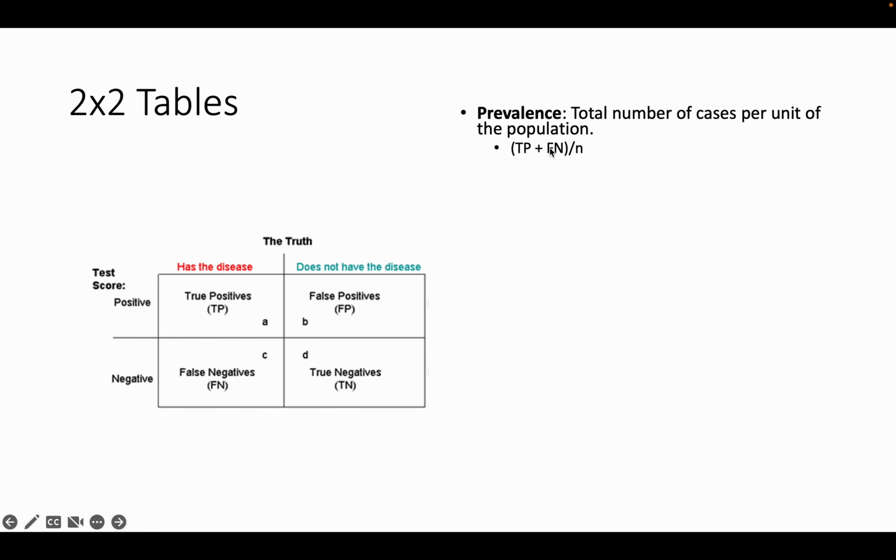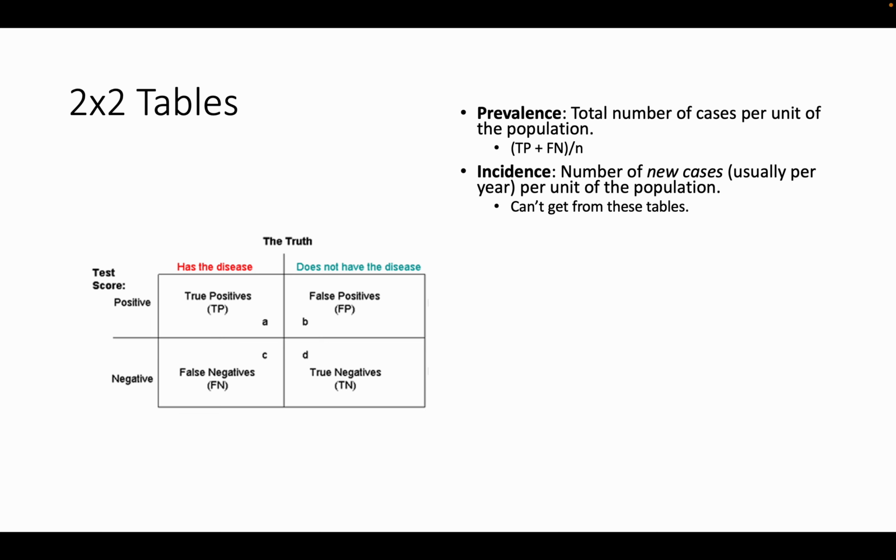So that's true positives plus false negatives divided by n, which is just statistical shorthand for the full population always. So you could also think about that as true positives plus false negatives plus false positives plus true negatives. Incidence, the number of new cases per unit of the population. How would we calculate that with this table? So that's actually a trick question. You can't get that from this table. You would need some kind of line graph or chart that shows you the number of cases per year, and that would help you get the incidence.